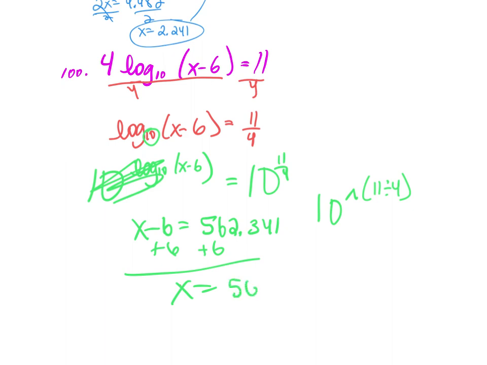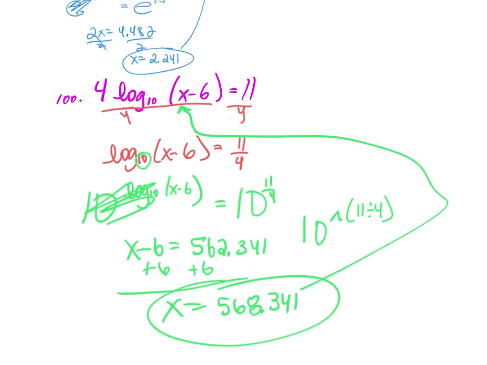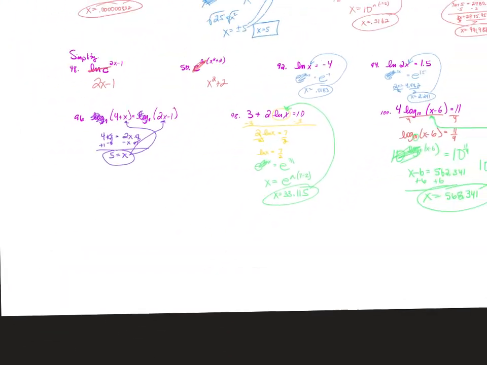And I get 568.341. Take that value, plug it in here for x. Make sure that the parentheses value does not become negative, because if it does, then this is not a solution here. It should be no solution. All right, couple more. We're almost done.